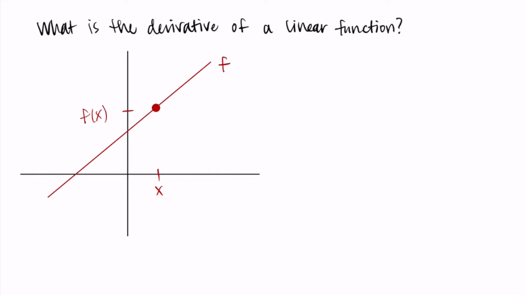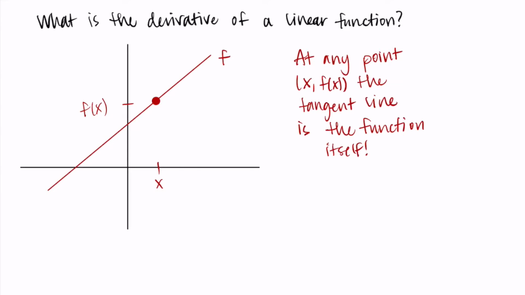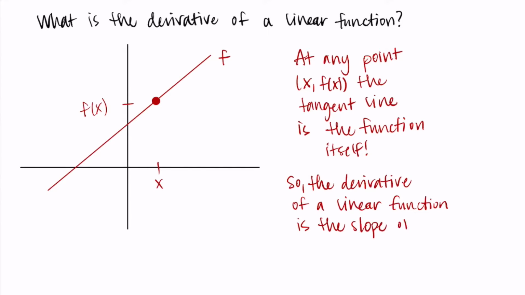So the slope at x is actually just the slope of the line. More formally, this means that at any point x, f of x, the tangent line is the function itself. So the tangent line is just that line. So if the derivative is just the slope of the tangent line, and the tangent line is the linear function we've drawn, they're the same thing. The derivative is just the slope of the line. So the derivative of a linear function is just the slope of the line it represents.